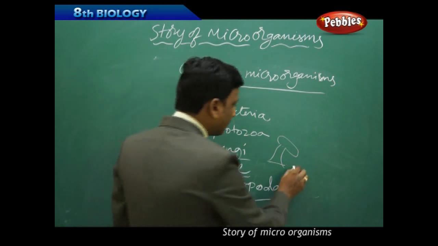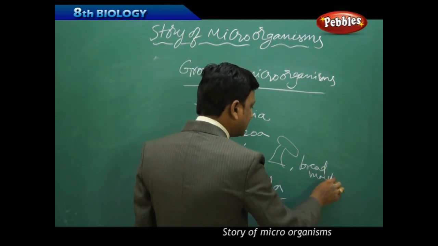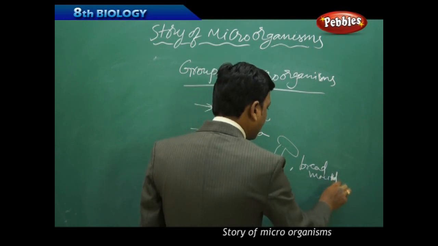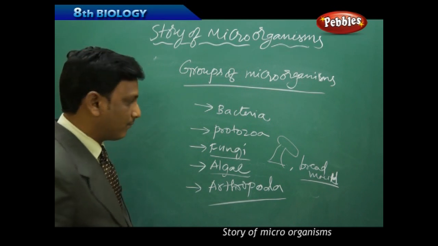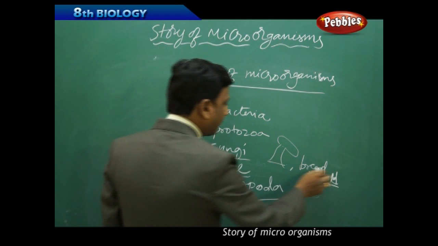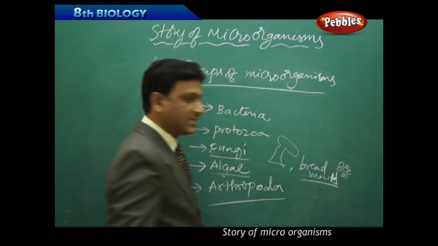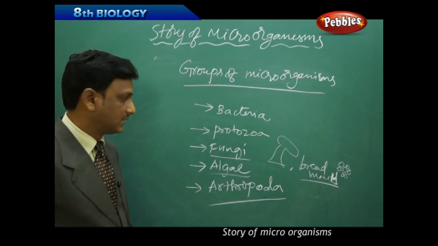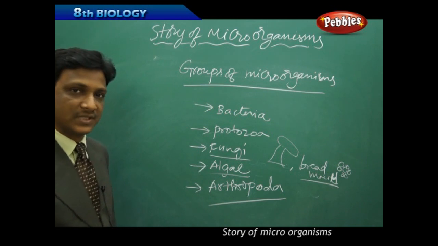But in fungus, bread mold, even though we can see a patch of gray or black color, we cannot see the cell clearly with the naked eye. Mold we can observe under a microscope. Even yeast is a kind of fungus. Yeast are single celled and can be seen only under a microscope. So in fungus also we have microorganisms.